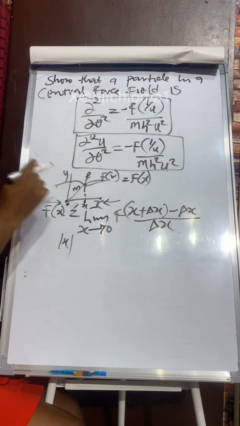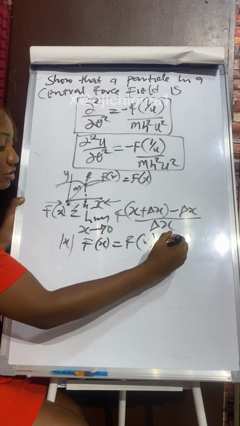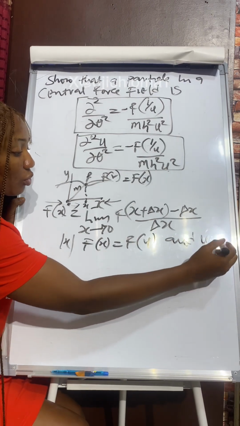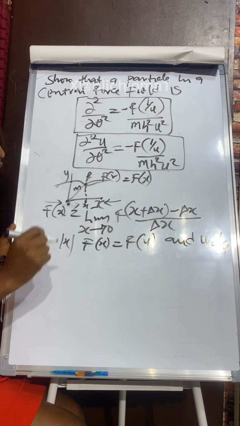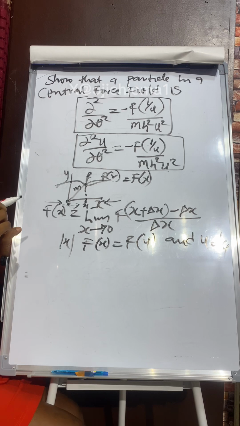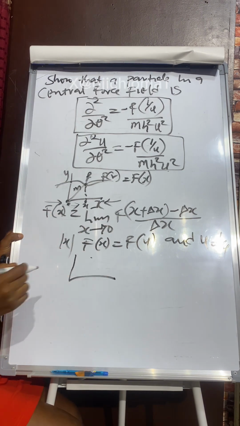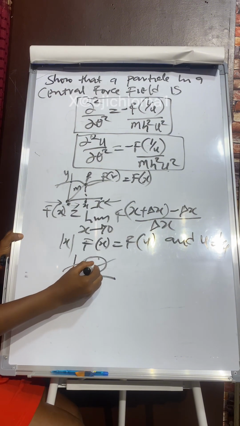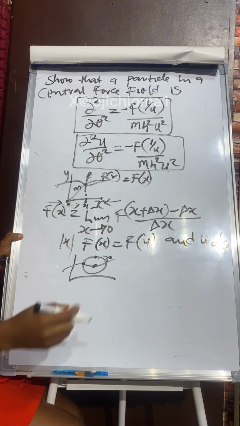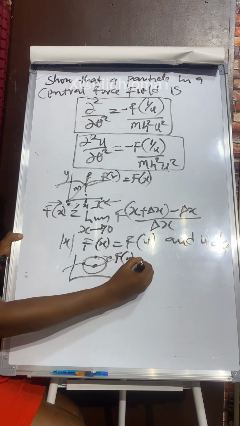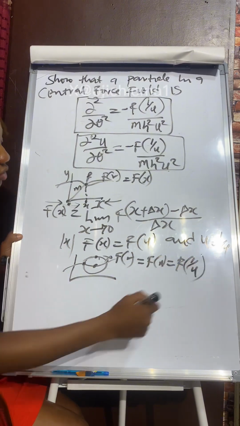So this is it. Now taking f of x equal to f of u, and u equal to 1 over r, we want to show using the polar. But first of all, converting this into polar form, there's one thing we need to know. And that first thing we need to know is that the particle, let's just say this is the particle. This particle is moving in a central force at any point. So in a particular point, they say we should show, let's say the point is P, and at this point is f of r equal to f of u equal to f of 1 over u.